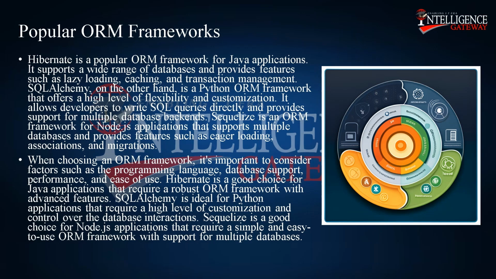When choosing an ORM framework, it's important to consider factors such as the programming language, database support, performance, and ease of use. Hibernate is a good choice for Java applications that require a robust ORM framework with advanced features. SQLAlchemy is ideal for Python applications that require a high level of customization and control over the database interactions. Sequelize is a good choice for Node.js applications that require a simple and easy-to-use ORM framework with support for multiple databases.